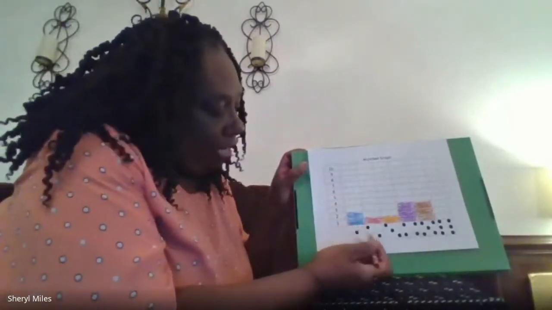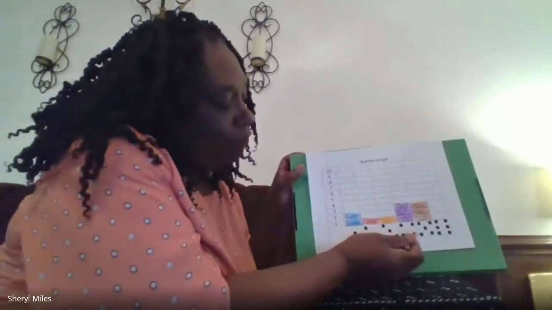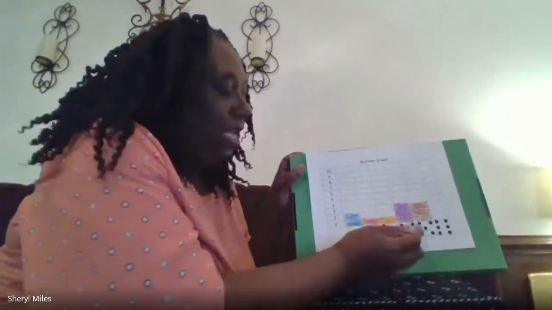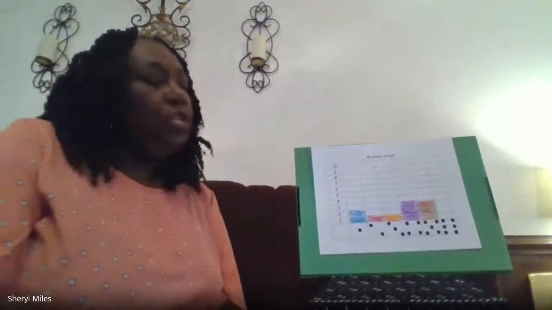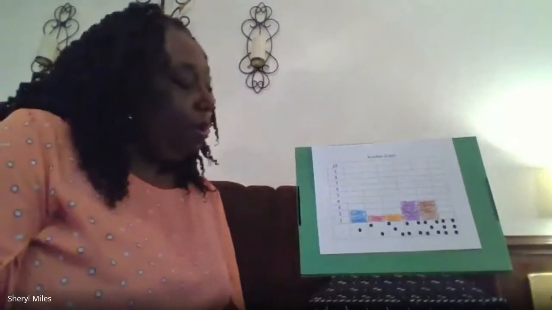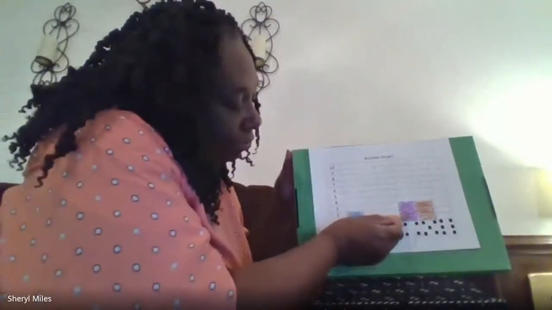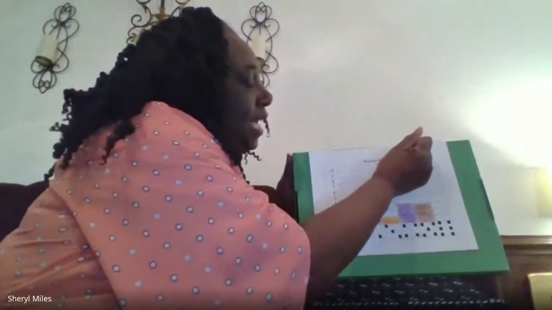1 came up 2 times. 2 came up 1 time. 3 came up 1 time. 4 came up 1, 2, 3 times. 5 came up 1, 2, 3 times. And 6 didn't come up at all. So, what numbers came up the most? Well, the graph goes up the highest because it tells me 4 came up 3 times and 5 came up 3 times. So those numbers came up the most.